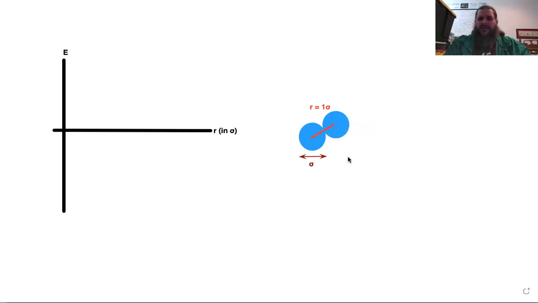But if the particles are so close they're effectively touching, what are they going to be doing to each other? Yeah, they'd be repelling because the electron clouds are too close. Equilibrium, where attraction and repulsion balance out, is a little bit further apart than that. So the equilibrium distance occurs when we're a little bit more than 1 sigma, specifically about 1.12 sigma. And we call that r naught, r sub 0, the equilibrium distance.